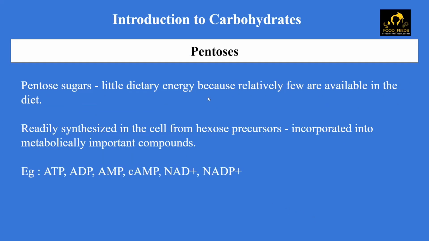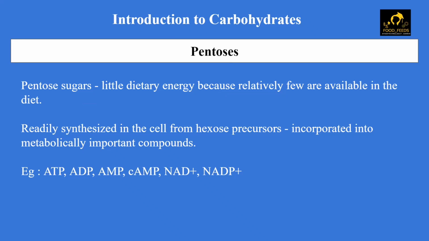So pentoses are one of the important sugars. The importance of this is because it is a basic material for so many of the molecules involved in the metabolic activities, especially the important ones. As compared to the hexoses, pentose sugar provides little dietary energy because of their availability, but they are readily synthesized in the cell from hexose precursors, and they are incorporated into the cell's metabolism.